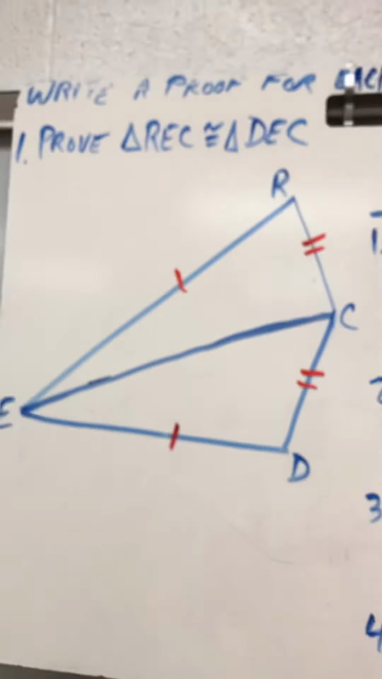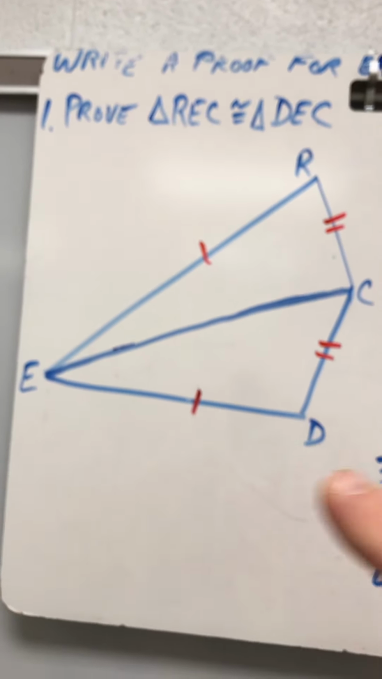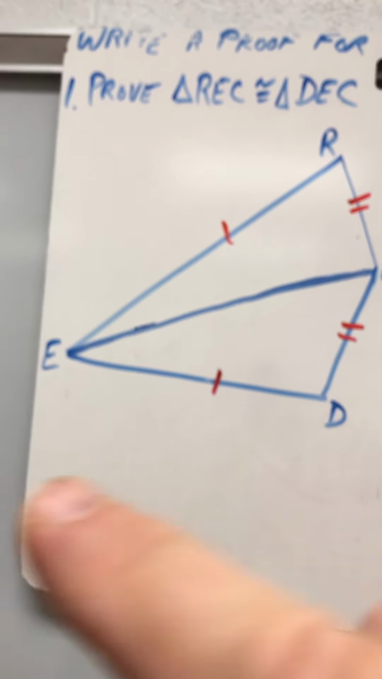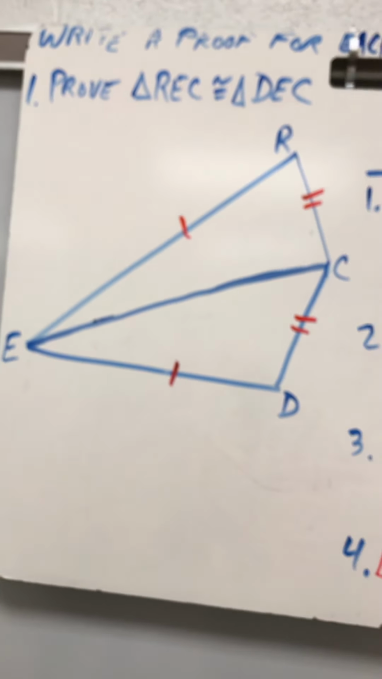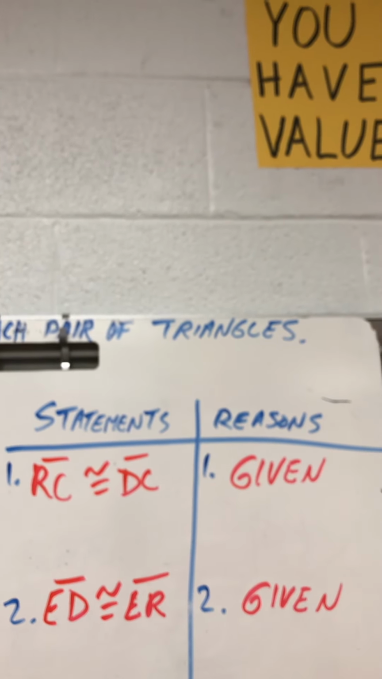Okay? See where the one slash is? Well, that means ER and ED are equal, or ER is congruent to ED. All right, so I have ED is congruent to ER. That's given.